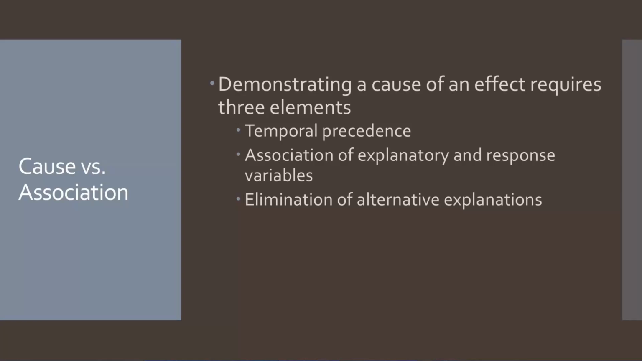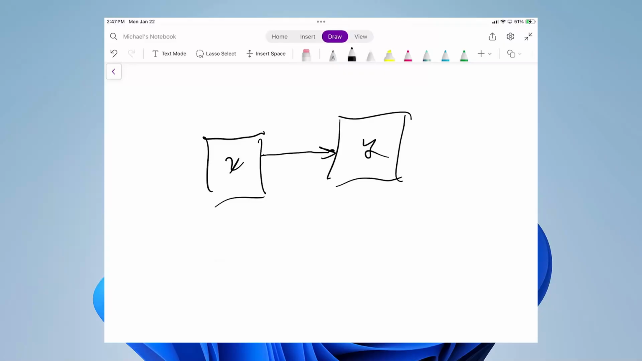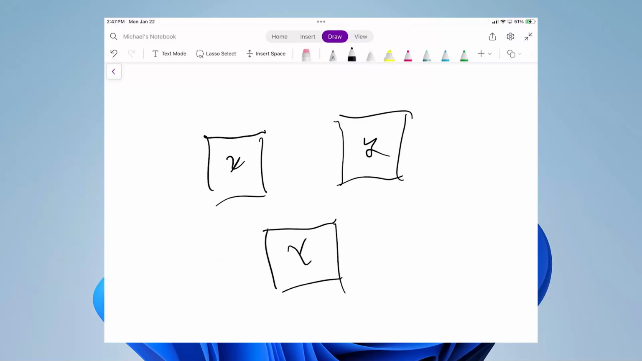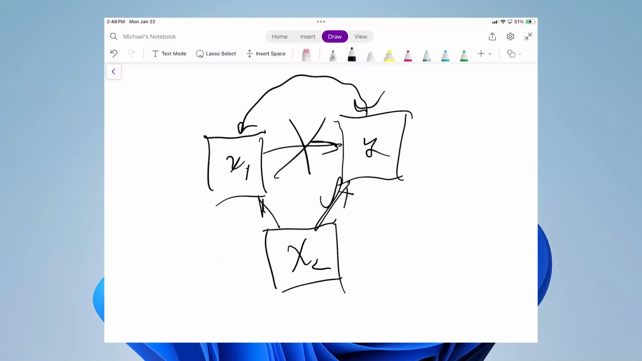And then the third and final thing we need is the tough one: elimination of alternative explanations. Before I can say that changes in x are causing a change in y, I have to make sure that there's not another alternative explanation, of which there could be several. One, for instance, that we're going to look at very shortly, is that there's a second variable out here that is actually influencing both x and y. If that second variable is influencing x and y, then x and y are going to become correlated. They're going to covary, but x1 is not responsible for cause; rather x2 is responsible for causing and influencing a change in both x1 and y.